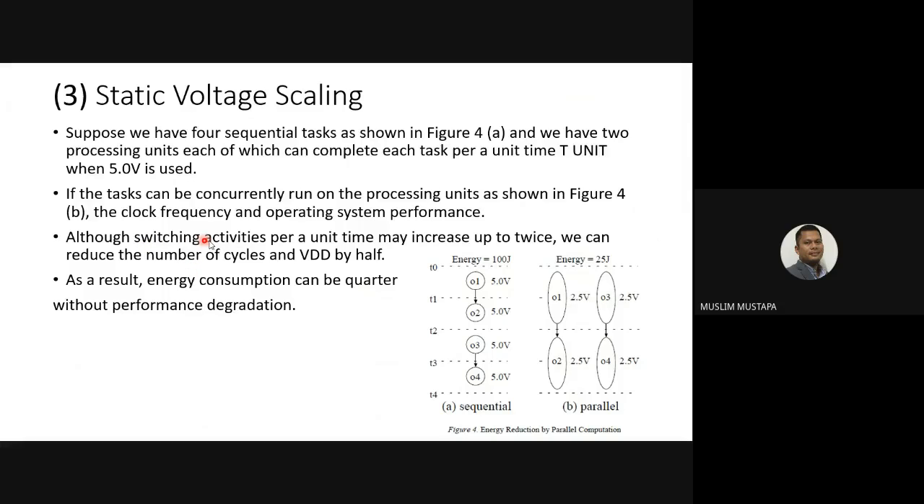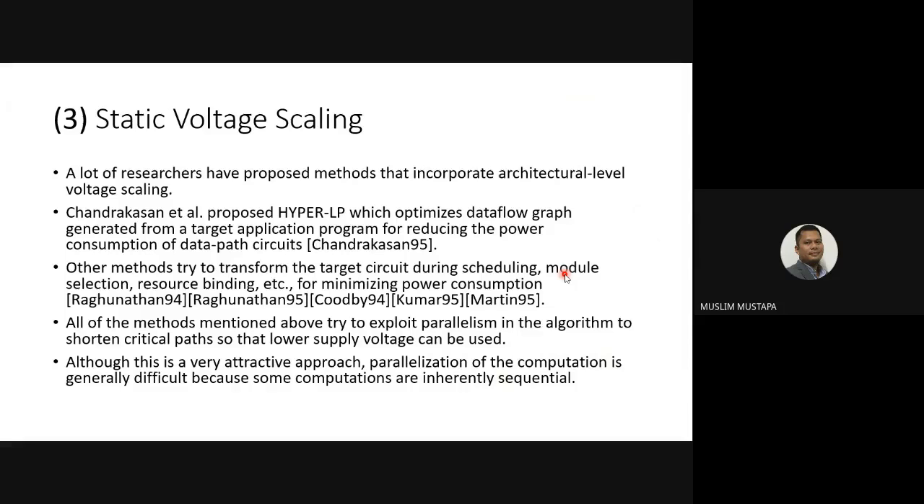Right, so although switching activities per unit time may increase up to twice, we can reduce the number of cycles and VDD by half. Right, so as a result, energy consumption can be a quarter without performance degradation. So we still have the same performance, ending at the same time, but we still save a lot of energy. So this is one technique.